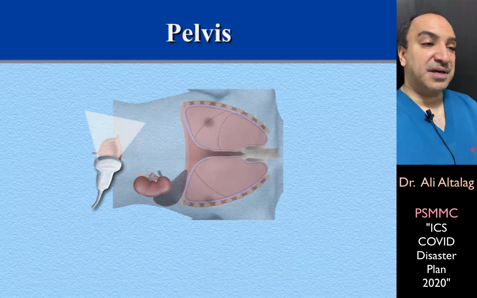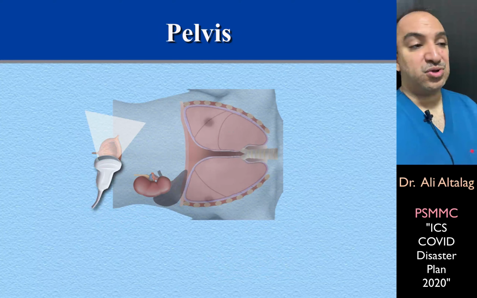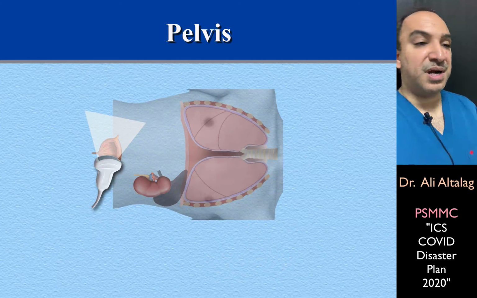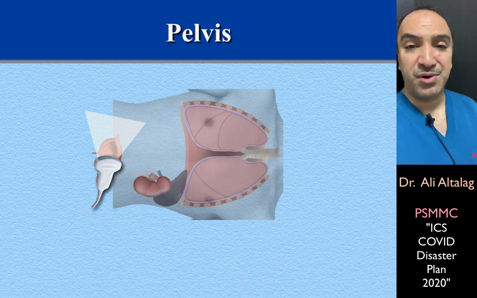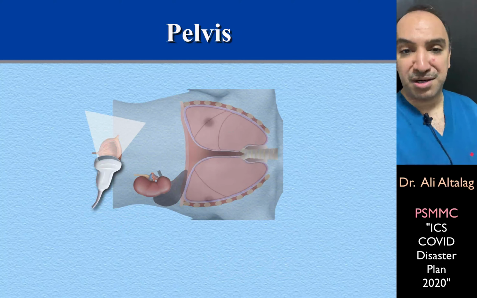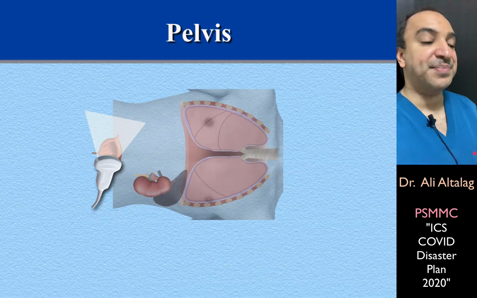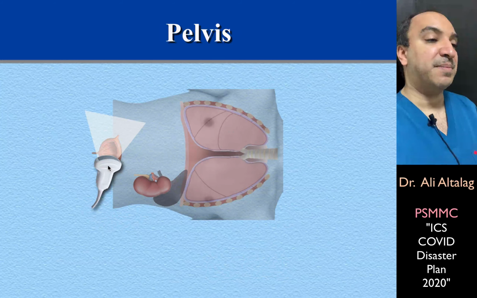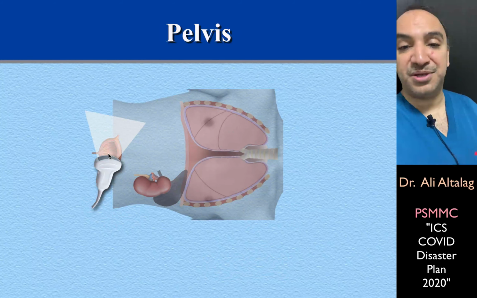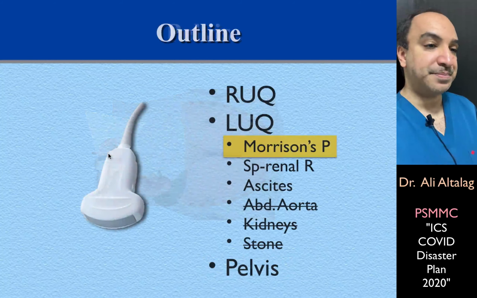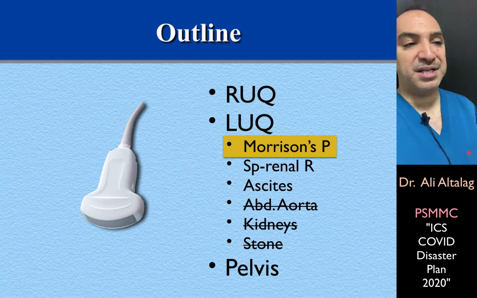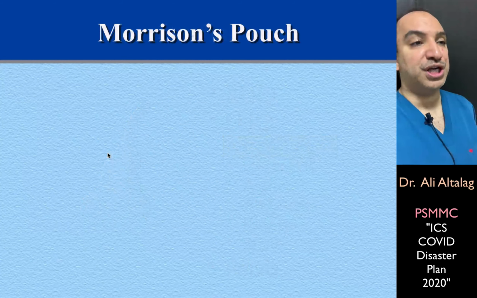In the pelvis, we prefer to do longitudinal approach with the index mark pointing towards the patient's head. By the way, always keep the index mark pointing towards the patient's head. And we view the bladder and the structures beneath the bladder. So let's start with the right upper quadrant and Morrison's pouch.